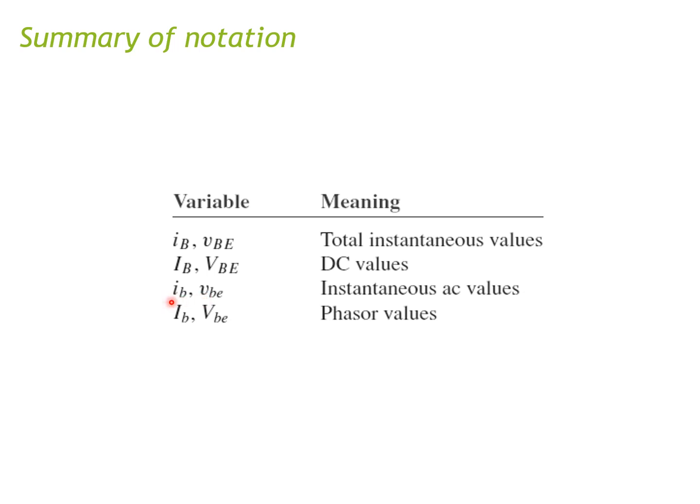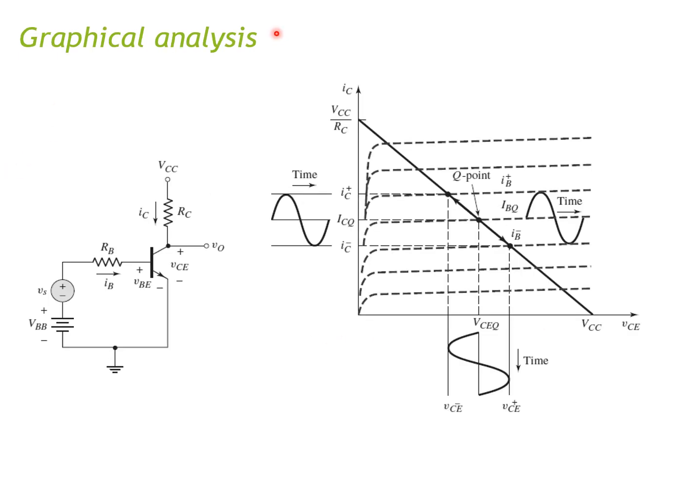However, if you have i in lowercase, like ib in lowercase, and vbe also in lowercase, you are talking about the instantaneous AC values. And finally, if you have uppercase V, or uppercase I, but the subscript is in lowercase, you are talking about the phasor values.